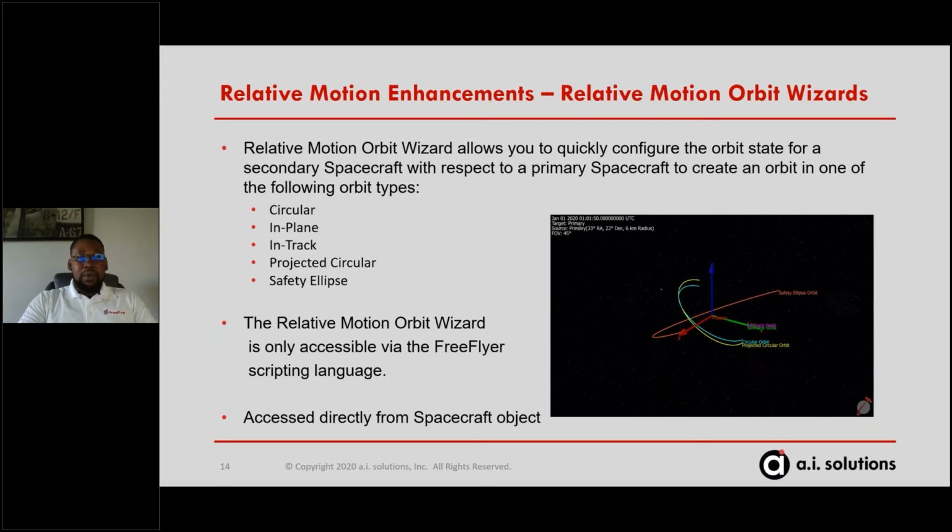Now, next thing I wanted to talk about is one of the things that I think is a great enhancement: our relative motion orbit wizards. These will allow a user to quickly configure the orbit state for a secondary spacecraft with respect to its primary spacecraft to create an orbit in any one of the following types: circular, In-plane, NTrack, projected circular, and safety ellipse. We see all 5 of those orbits in our image here to the right.